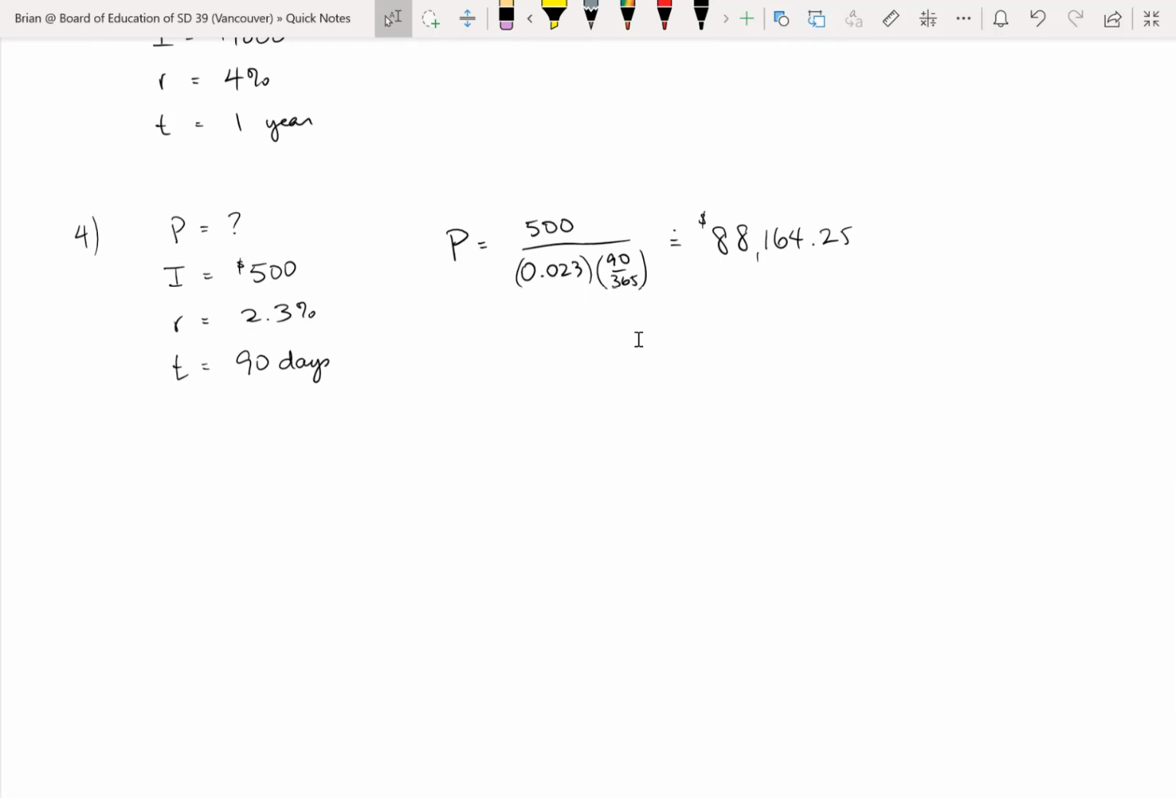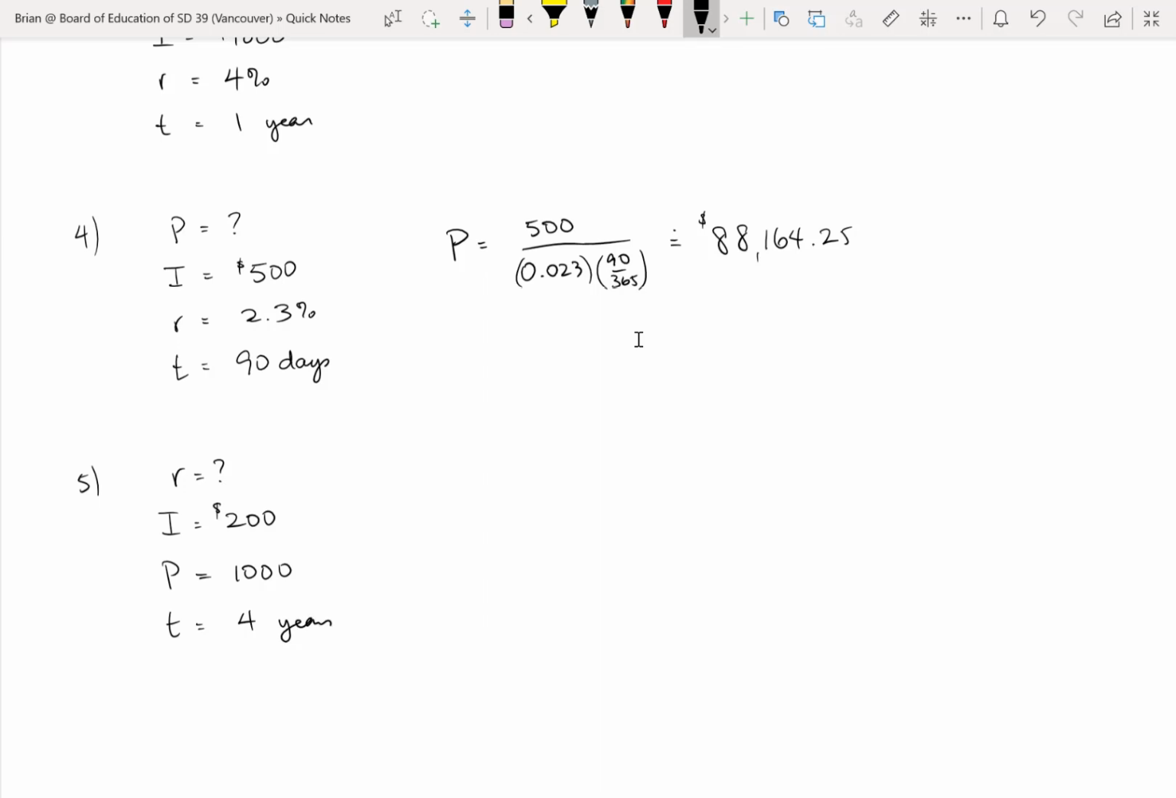So obviously there's two other variables that we could possibly find, the rate and the time. Let's do a couple of questions involving finding the rate. We'd like to know the rate. In this case, let's imagine that the interest payment is $200. The principal is $1,000. And the time is 4 years.